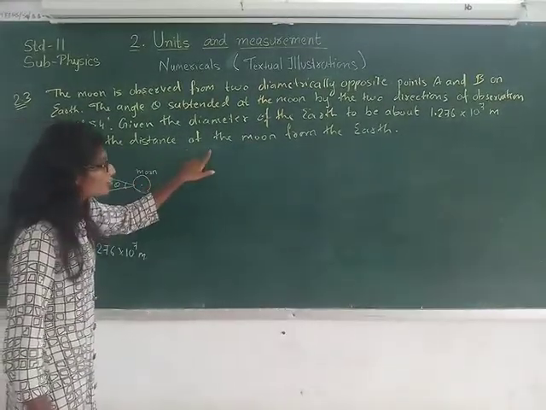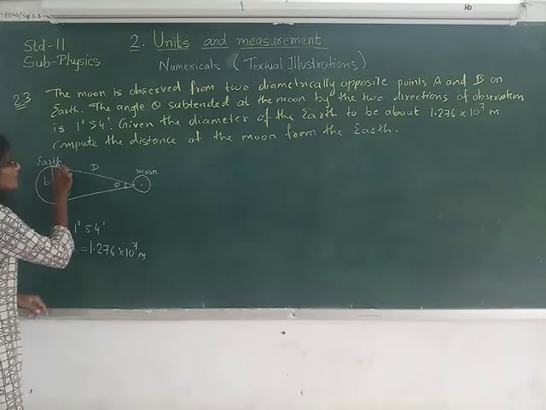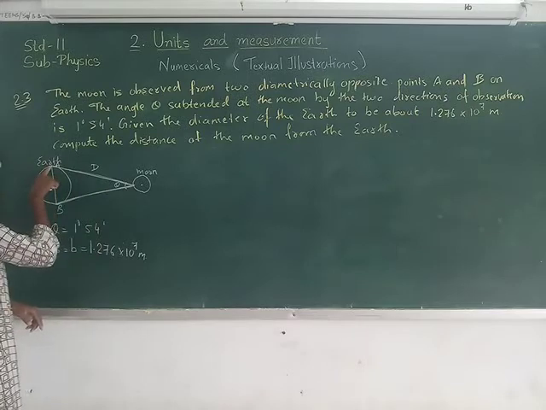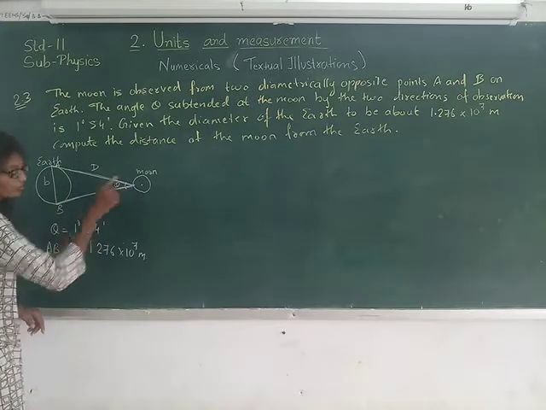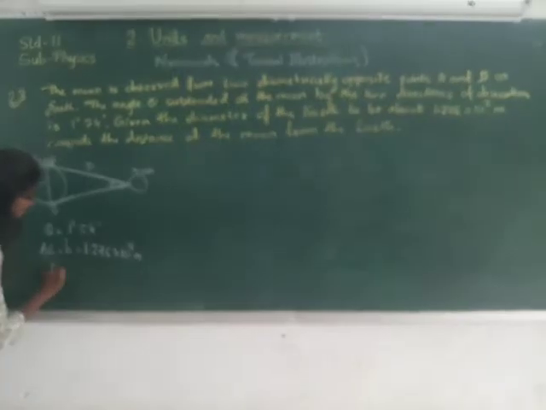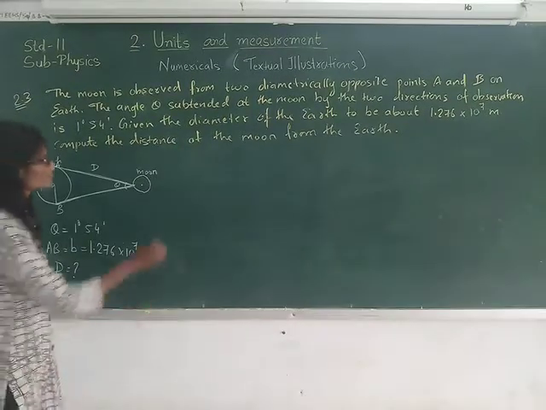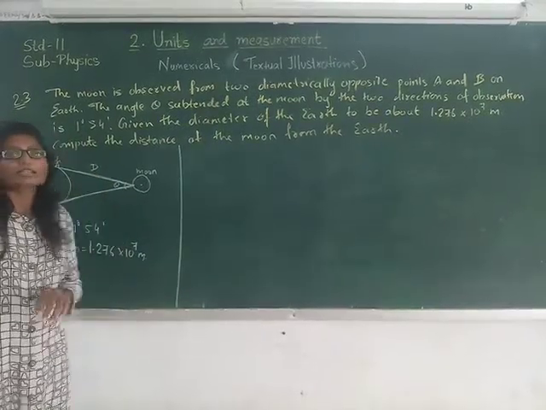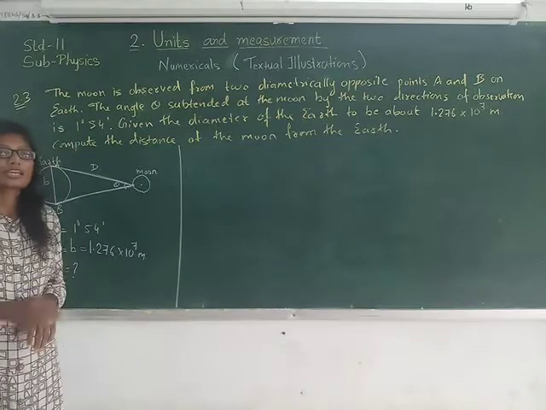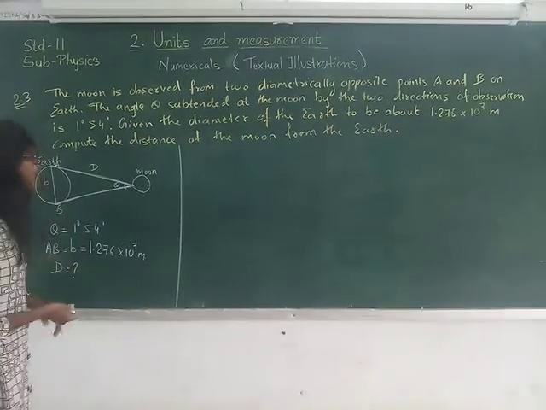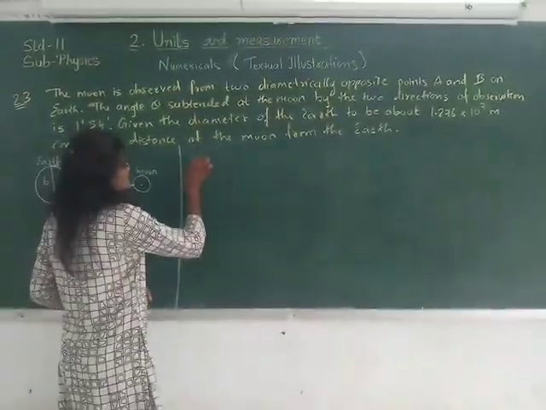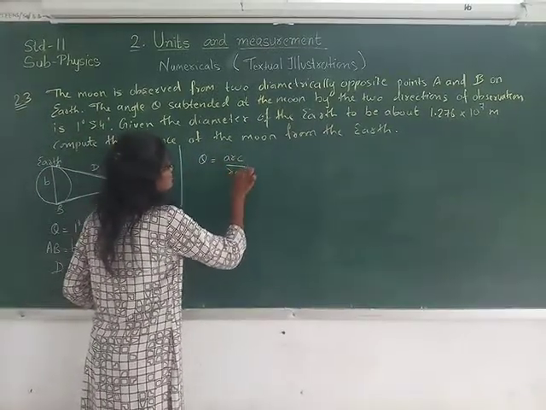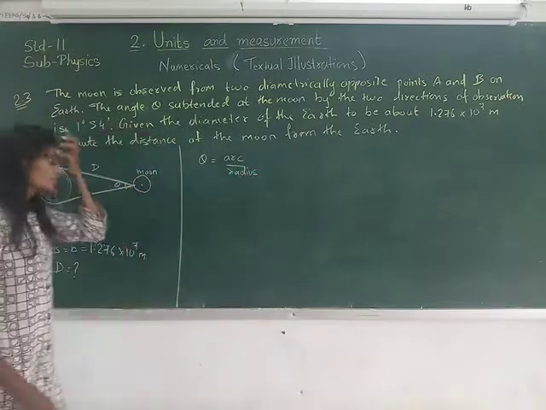Compute the distance of the moon from the earth. That means we need to find the distance from the earth, whether we take from point A to moon or from B to moon, which is equal to D. We need to find this. Now see, this is the parallax method that we have seen, which is used to measure the distance of far away objects, and for that we have already seen that theta equals r upon radius. We have seen this formula.